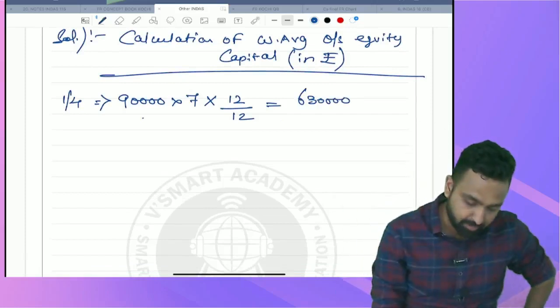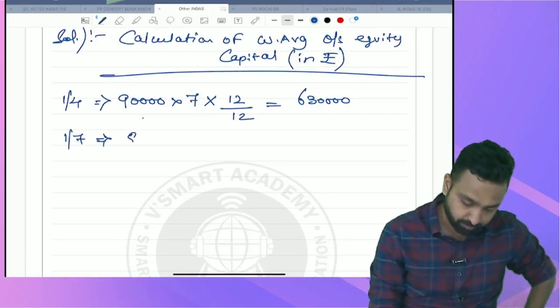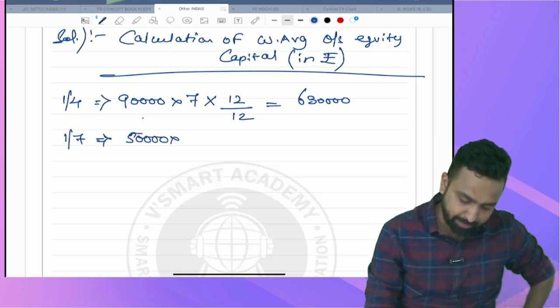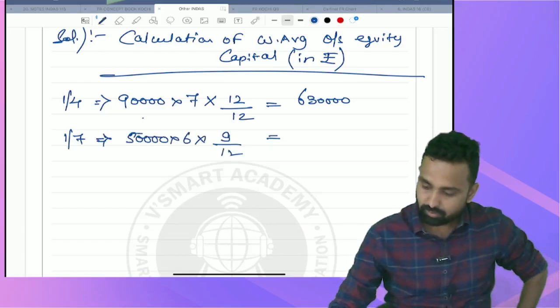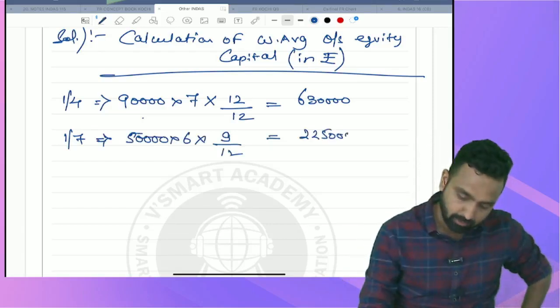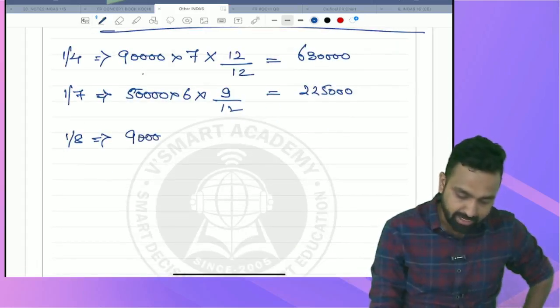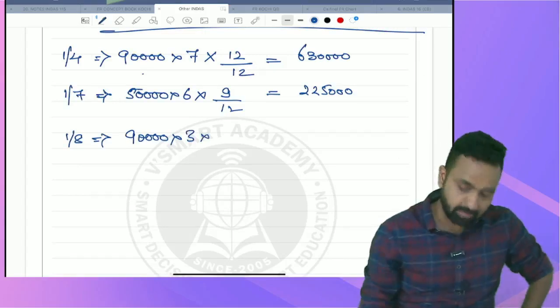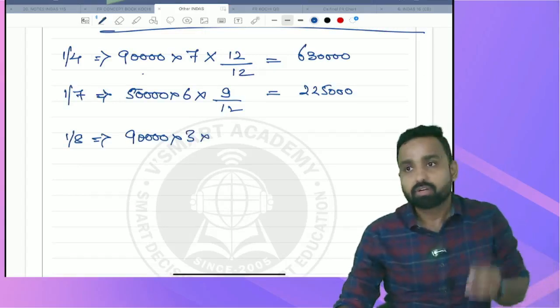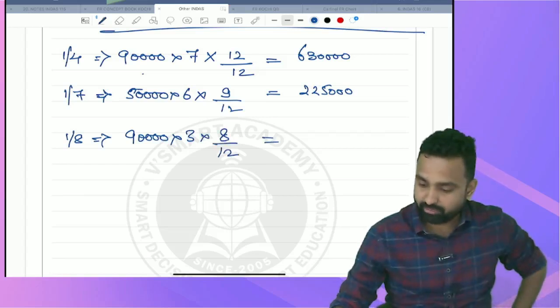Now what is the next date? 1st July. How many shares are issued? 50,000. What is the paid part? 6. Multiply by 9 by 12. So do it. 2,25,000. Next date is August. On 90,000 you called the money. How much money you called? 3 rupees. Multiply from 1st August, 8 months. 90 into 3 into 8 by 12.